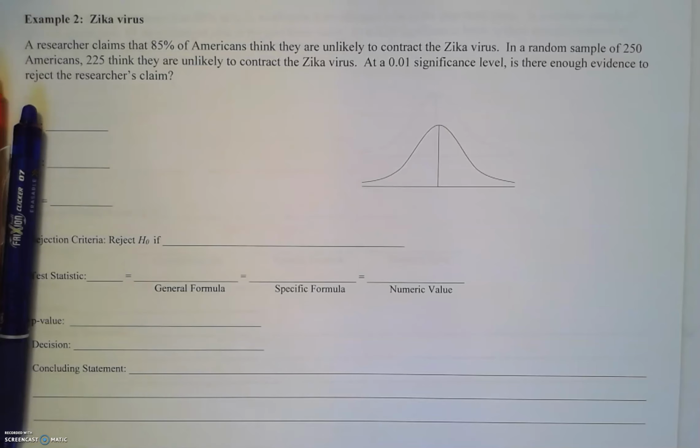Welcome to the Zika virus example for hypothesis testing for proportion. It says a researcher claims that 85% of Americans think that they are unlikely to contract the Zika virus.